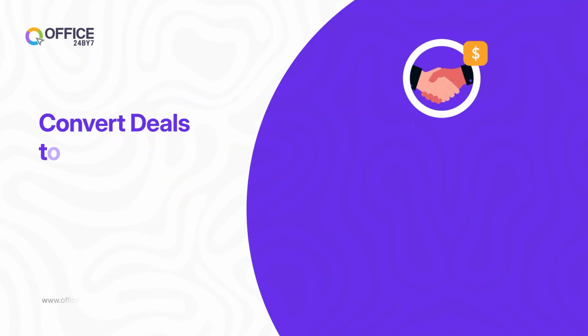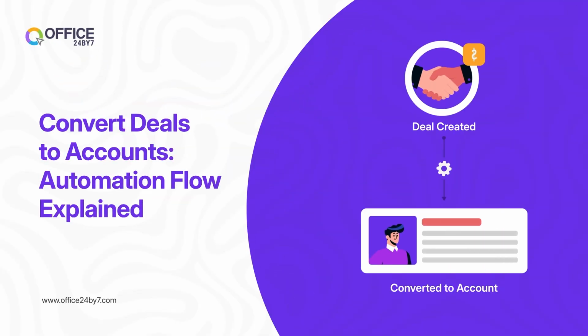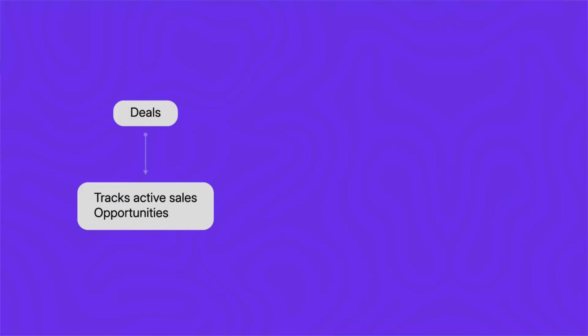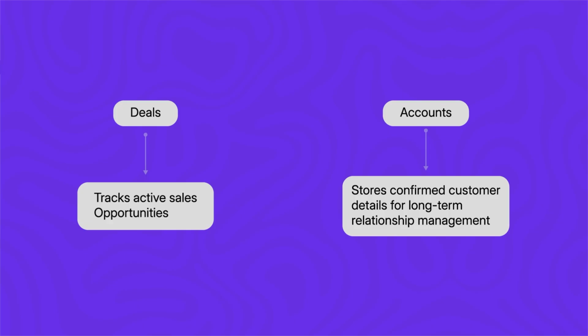In today's video, we're going to see how an account can be automatically created from a deal. The deal object manages opportunities your sales team is working on, while the account object stores confirmed customer details for long-term relationship management. Converting deals into accounts is important because a closed deal represents a confirmed customer. Automating this step saves time, avoids manual errors, and keeps all customer data consistent for future sales, support, and communication.